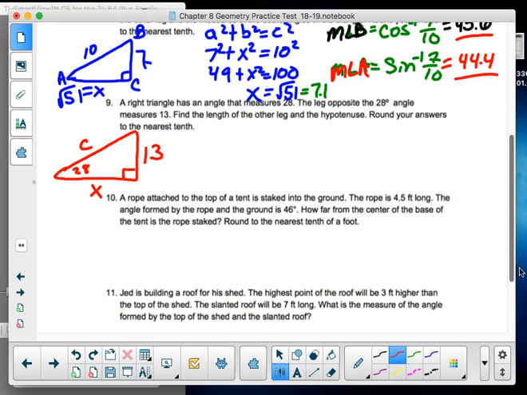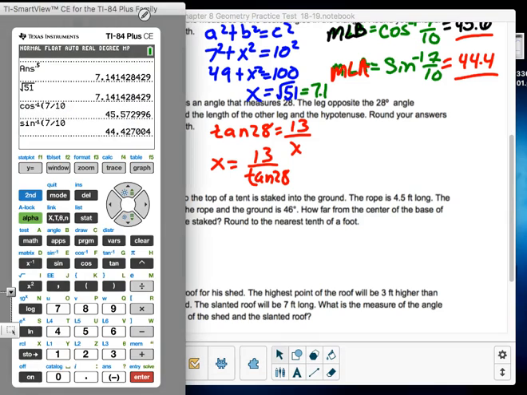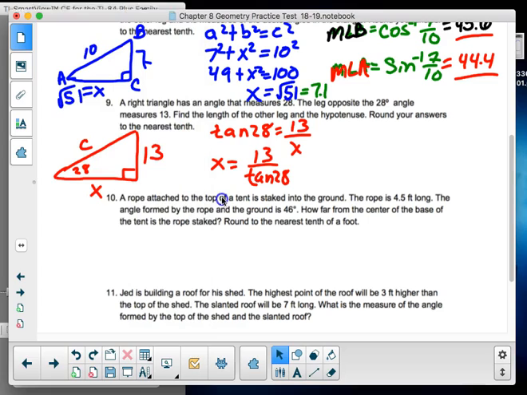So reread: a right triangle has an angle that measures 28 degrees. The leg opposite the 28 degree angle is 13. So we have opposite, adjacent, so 28. Opposite over adjacent is tangent of 28, and that's 13 over x. So x is equal to 13 over tan of 28. It's 24.4. So I'm looking at 24.4 for my x.